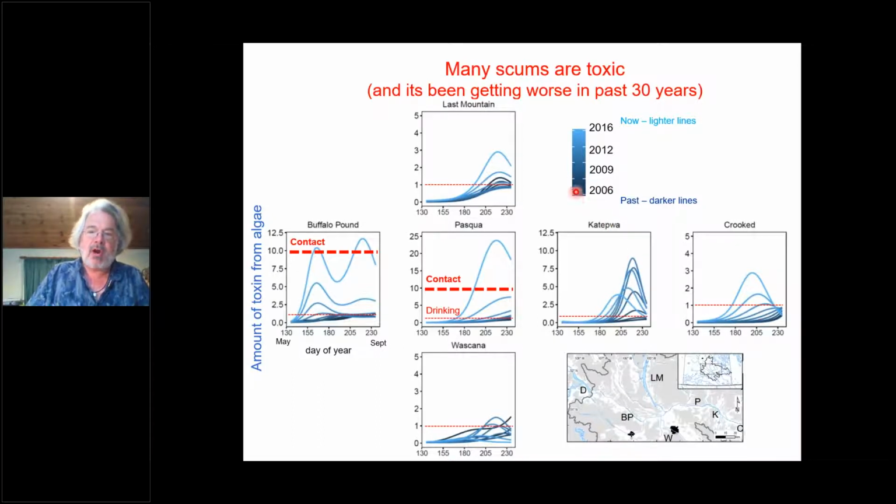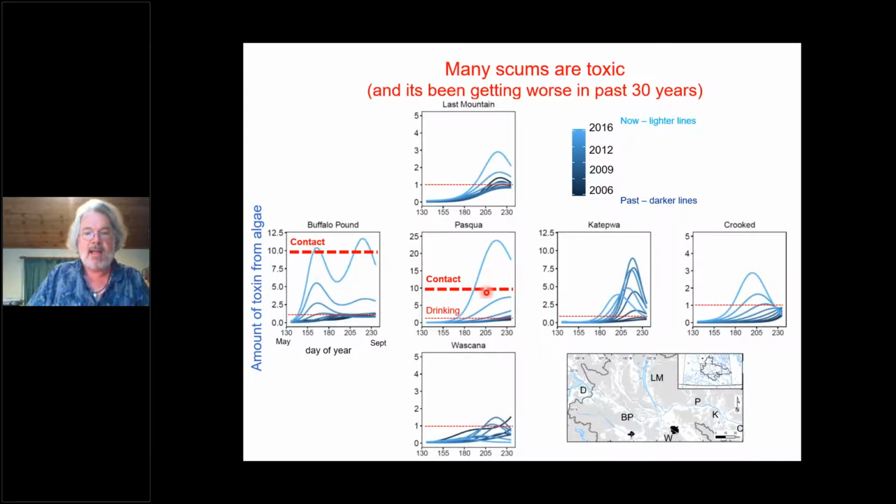If the line's dark, that's how much concentration there was in the past. And the lighter blue is how much concentration of toxin there is at present. And you can see, generally speaking, the light lines are higher than the dark lines. What that means is there's scums of toxin-producing algae in these lakes, and that they're generally getting worse. The light dashed line here is the drinking water advisory. In other words, you shouldn't drink the water without processing. Probably a good idea anyway, but this gives you some idea of where that threshold is.